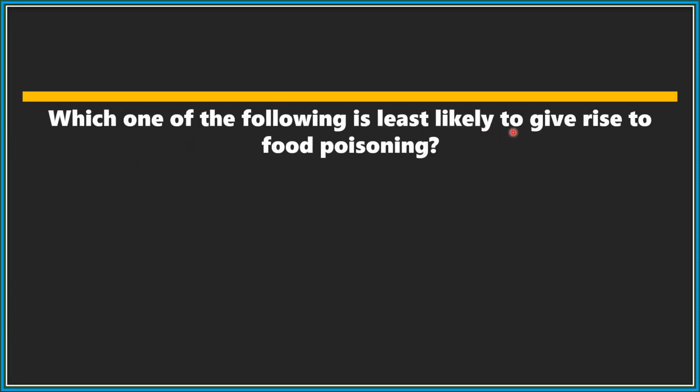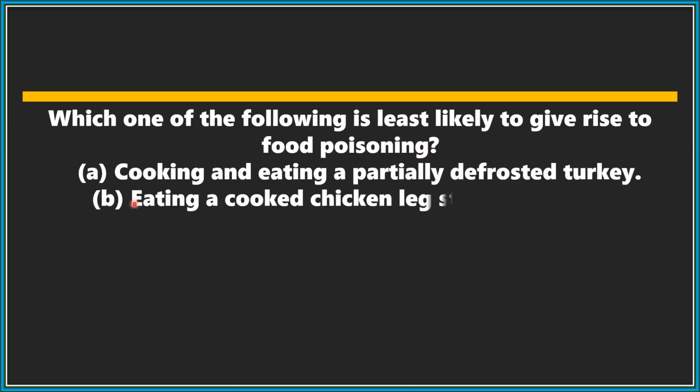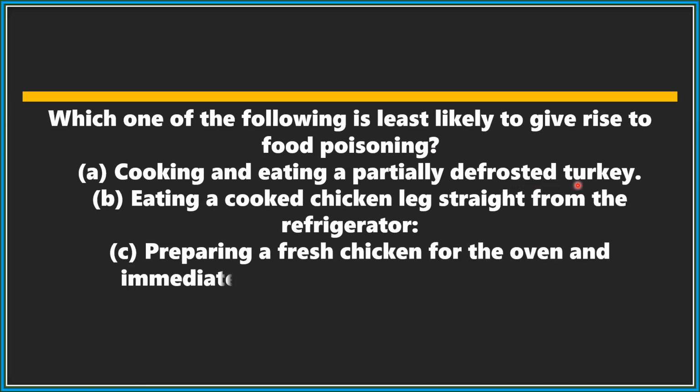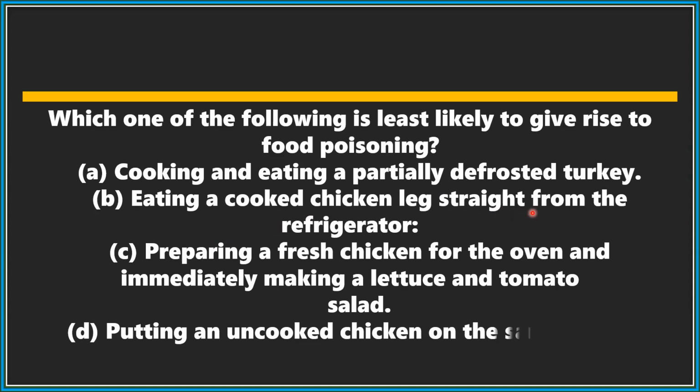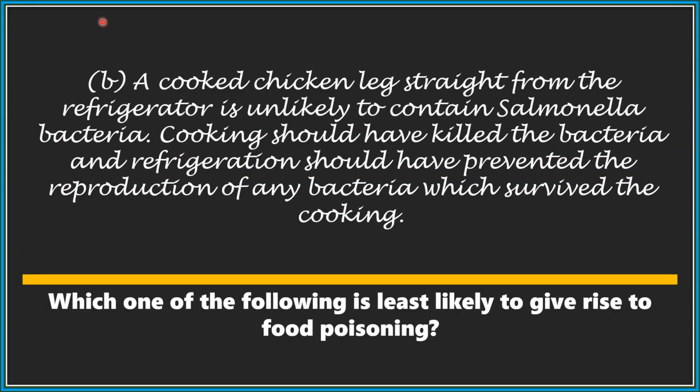Which one of the following is least likely to give rise to food poisoning? Cooking and eating partially defrosted turkey, eating a cooked chicken leg straight from the refrigerator, preparing fresh chicken for the oven and immediately making a lettuce and tomato salad, putting an uncooked chicken on the same plate as some cold ham. A cooked chicken leg straight from a refrigerator is unlikely to contain Salmonella bacteria. Cooking should have killed the bacteria, and refrigeration should have prevented the reproduction of any bacteria which survived the cooking.